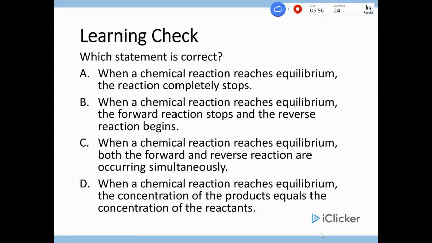They're both, wait, what did you say? No, sometimes, actually most of the time, the concentration of products is not equal to the concentration of reactants. Both reactions are occurring, but they might not have the same concentration.